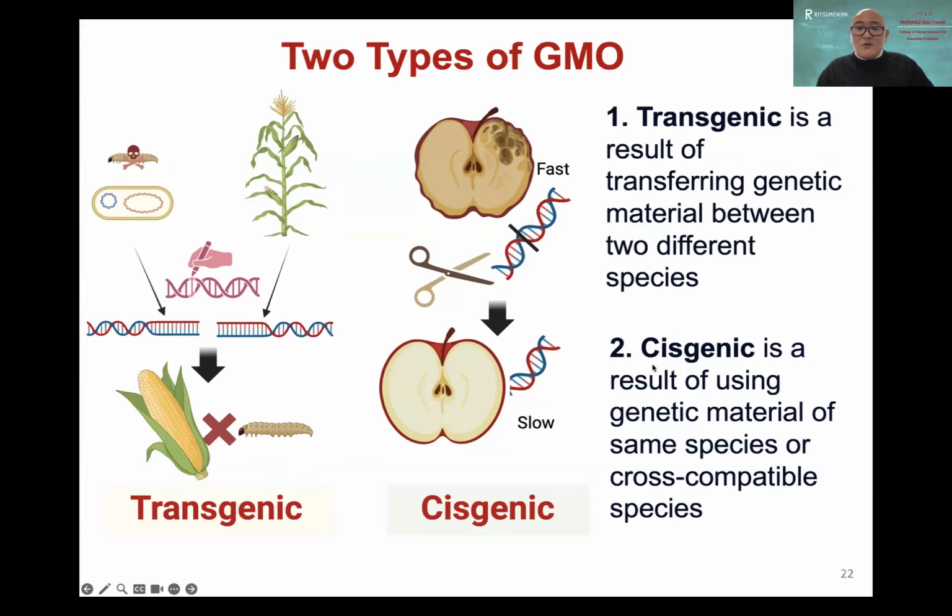On the other hand, number 2 is cisgenic, which is a result of using genetic material of the same species or cross-compatible species. This could be a similar apple species, or just silencing the gene of a species or of the same organism. So it doesn't exchange or combine two different species. So again, there's transgenic and cisgenic.